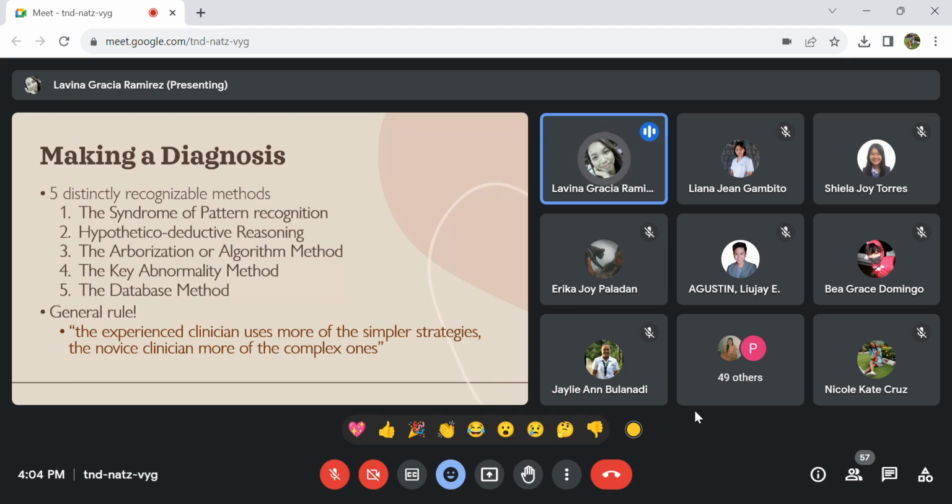Okay, so according to Radostits, we have five methods which can be used in following a diagnostic procedure or diagnostic examination. These methods go from simple to complex in making a diagnosis. Just remember the general rule in making a diagnosis: the experienced clinician uses more of the simpler strategies, the novice clinician more of the complex ones.